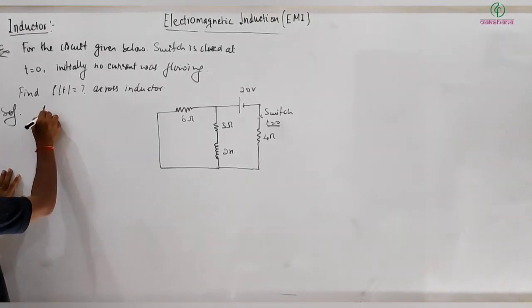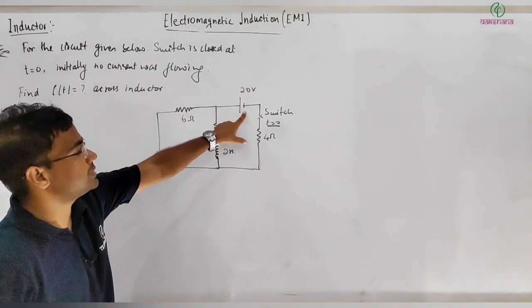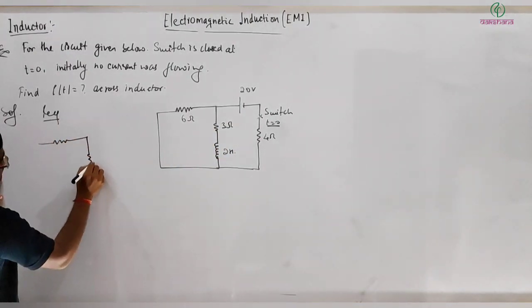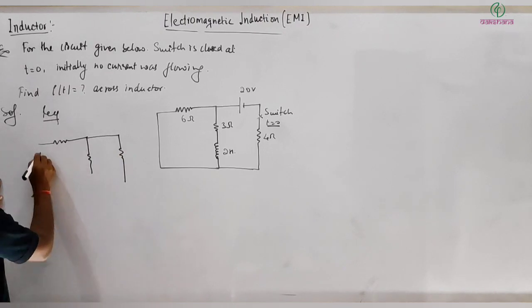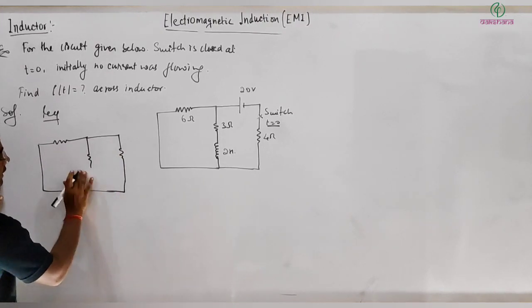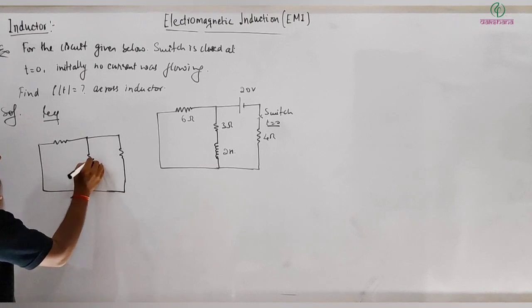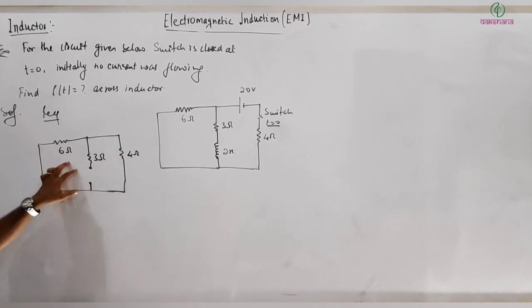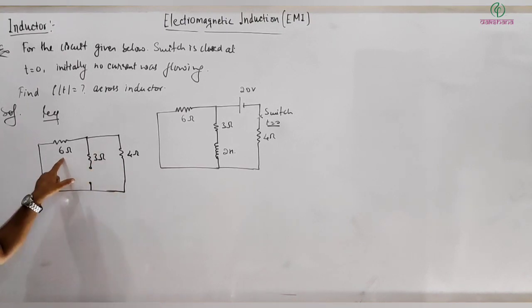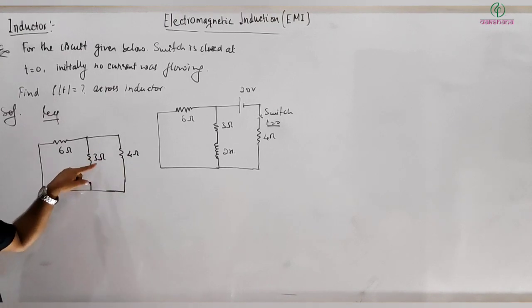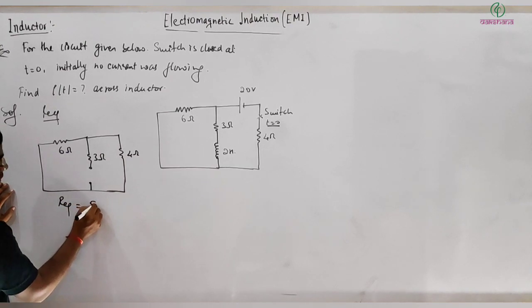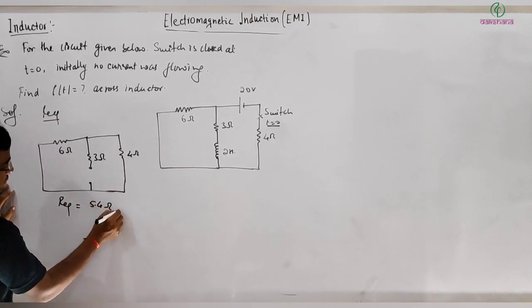First we need to find R equivalent. What is the approach? Short circuit, open circuit. So our circuit will look like this: the 4 ohm, and the inductor is gone. So it's basically 3 ohm, 4 ohm and 6 ohm. Here you can see these two are in parallel. Parallel gives 4 into 6 divided by 10, that is 2.4, and 3 in series. So R equivalent comes out to be 5.4 ohm.